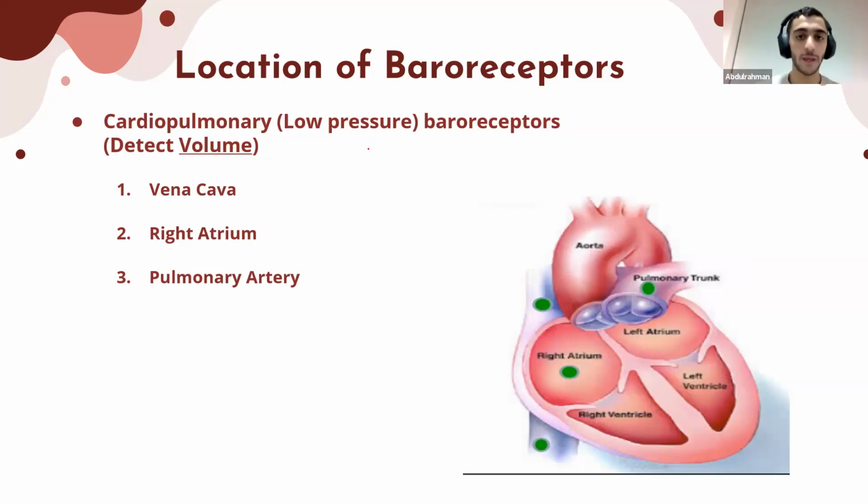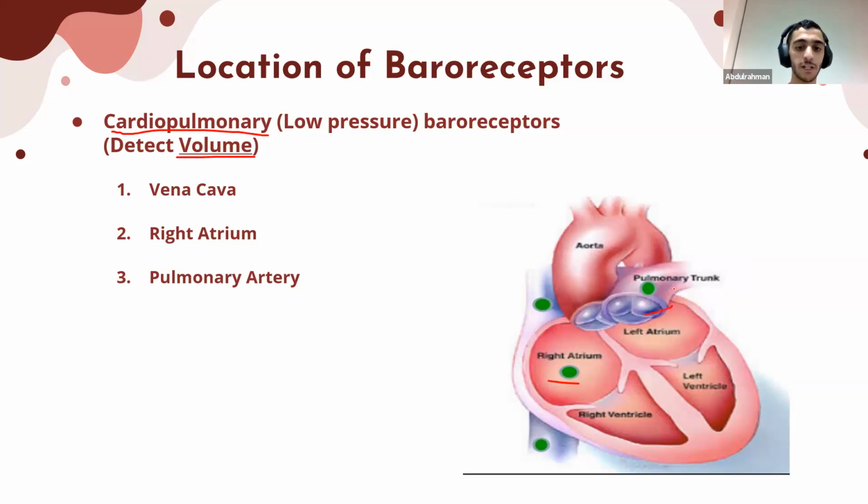Before we go into them and how exactly they're going to function, there's another set of receptors. Since we have the high pressure, we're also going to have our low pressure baroreceptors. Our low pressure baroreceptors are also called the cardiopulmonary baroreceptors, and since they only accommodate low pressure, they can't really accommodate high pressure, they're only going to be used to detect volume. And where can we find them? We can find them in the right atria, in the vena cavas, and in the pulmonary arteries.